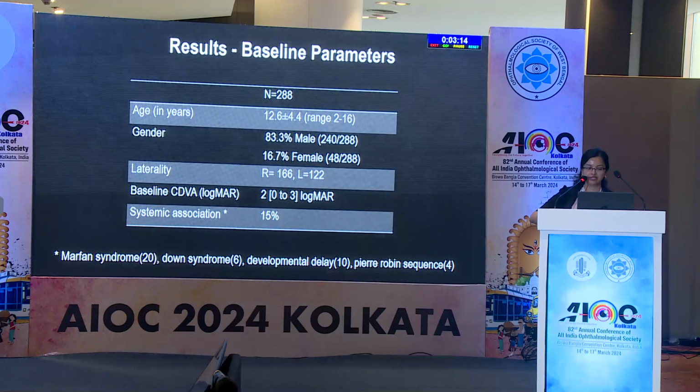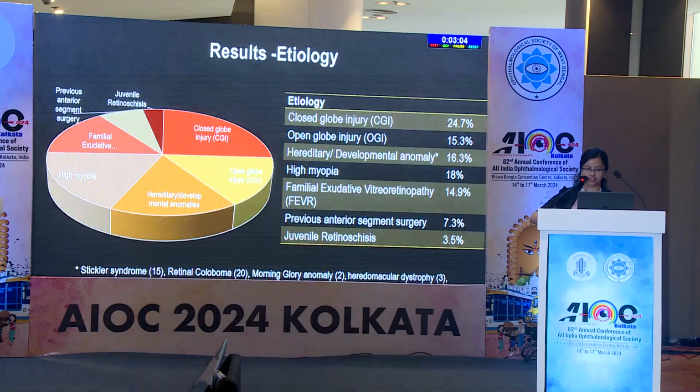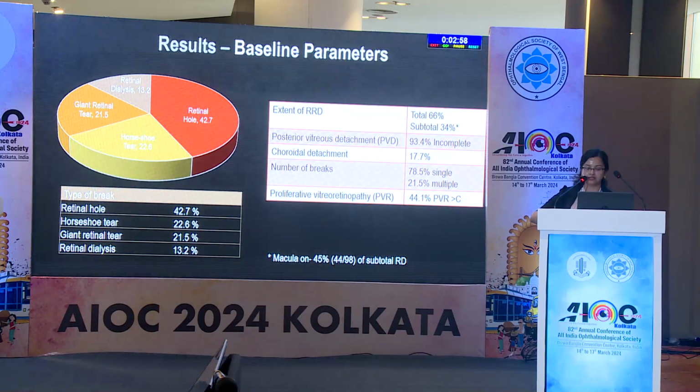Coming to the results, the mean age was 12.6 years, 83% were male, the baseline visual acuity was 2 logMAR, and 15% had systemic association. Most common etiology was trauma, closed globe injury comprising nearly 25%. 34% had subtotal RD, out of which 45% had macula on. Incomplete PVD was seen in 93.4%, choroidal detachment in nearly 18%, 21.5% had more than one break, and PVR changes more than C were seen in 44%.